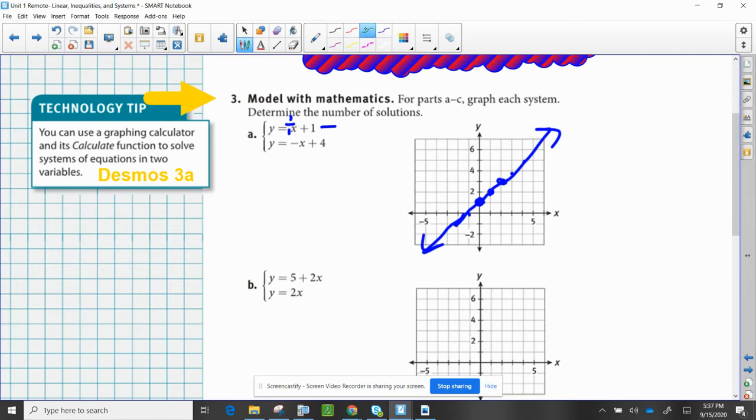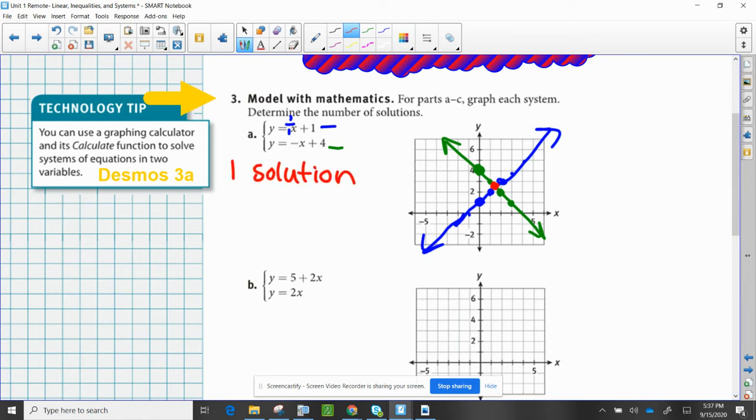Our second equation, we have negative x plus 4. So I'm going to start at +4, and with negative x, we're going to go down 1 and over 1. Connect your dots with a nice straight line, pulling that graph all the way through your xy plane. Don't make any dinky little short lines. Make sure you extend it all the way through the graph. Then I need to find the intersection point in order to know the solution. It looks like we have one solution because the graph crosses one time. So in this particular problem, we have one solution.